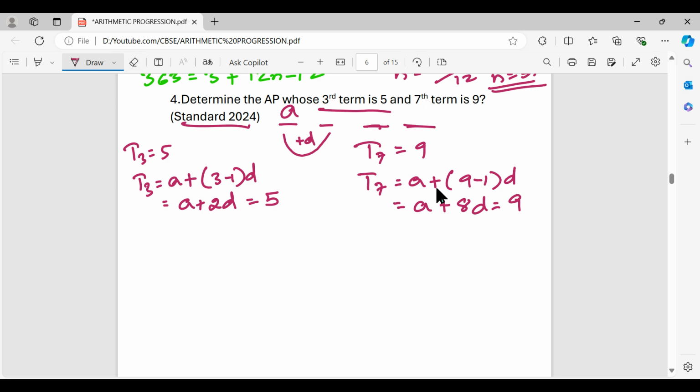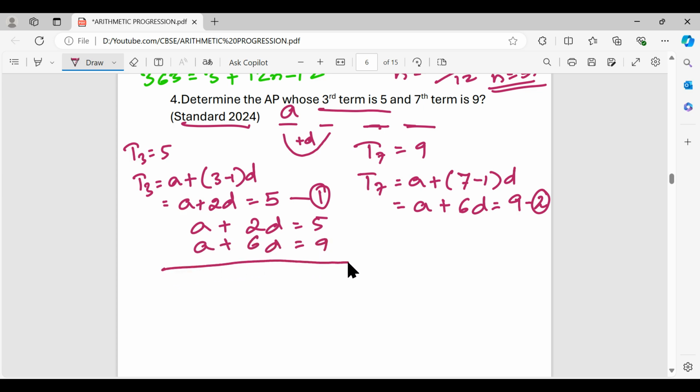I made one mistake here. Instead of writing 7, I wrote 9 here. So let me change this to 7, and then this becomes A plus 6d equals 9. So we have two equations: A plus 2d is equal to 5 and A plus 6d is equal to 9. Now, we can solve this and get the values. See, A plus 2d equals 5, A plus 6d equals 9.